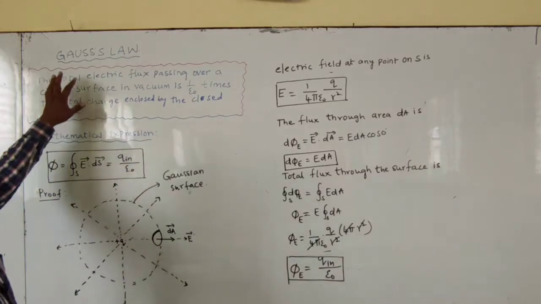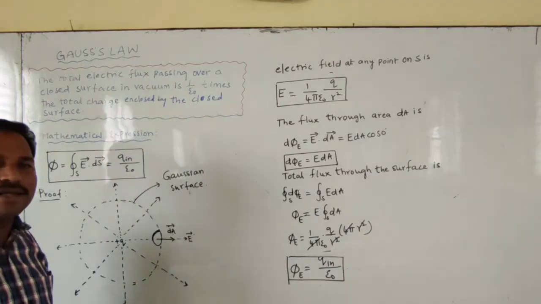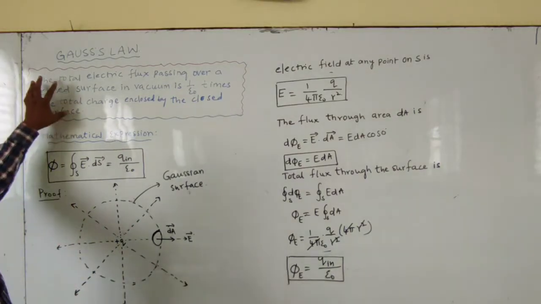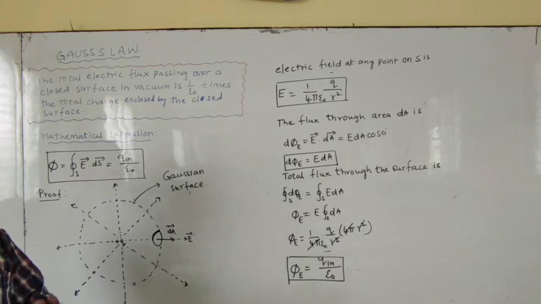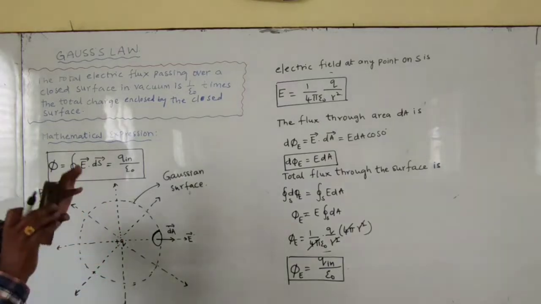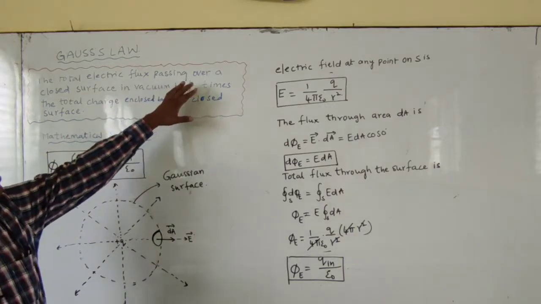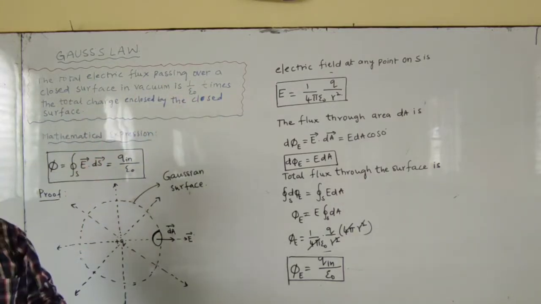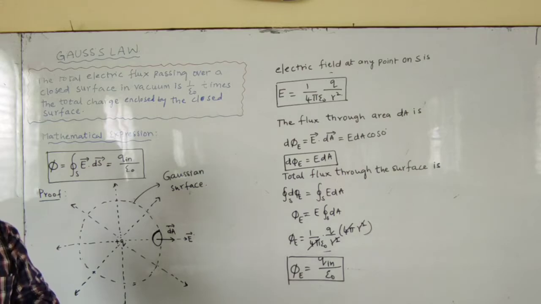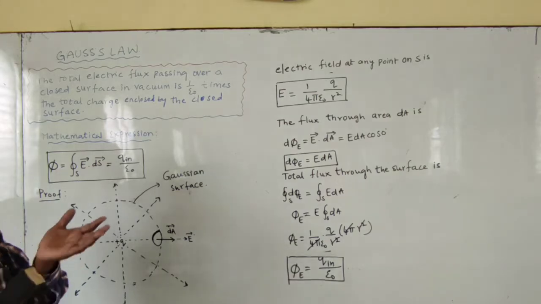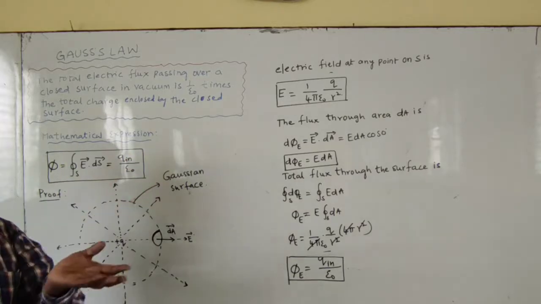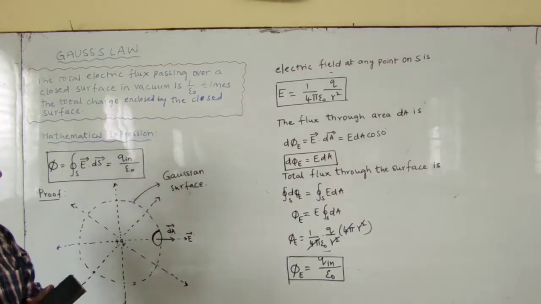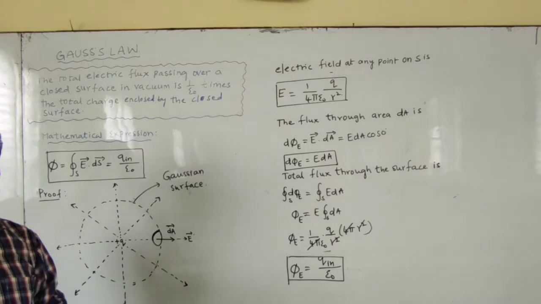So we are going to discuss Gauss law, or Gauss theorem. What is the statement of Gauss law? Gauss law states that the total electric flux over a closed surface in a vacuum is equal to 1 by epsilon naught times the net charge enclosed within the closed surface. This is the Gauss law.